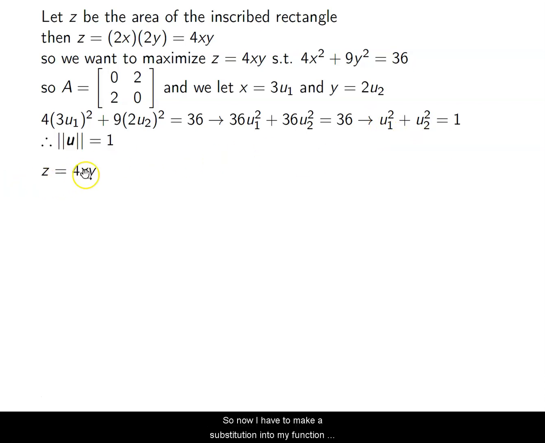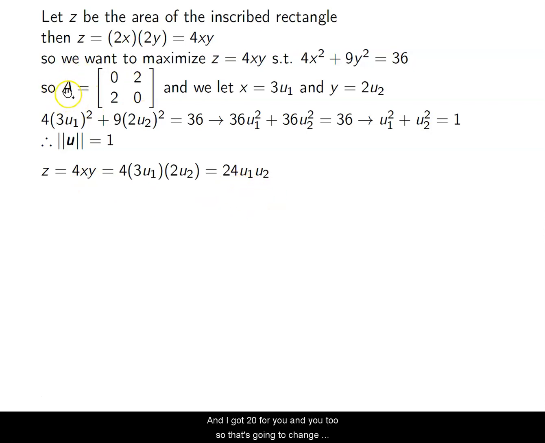So now I have to make that substitution into my function I'm trying to maximize, right? This is no longer the same function. This is in x and y. I need it in terms of u's, right? So I substitute 3u1 and 2u2 here, okay? And I got 24 u1 u2.